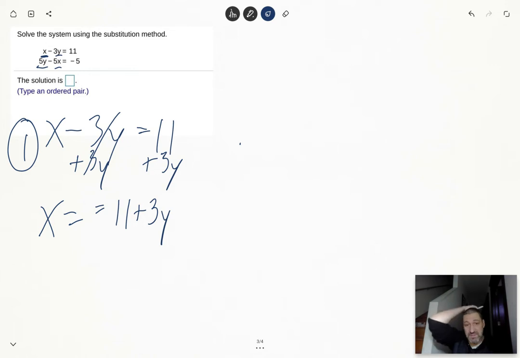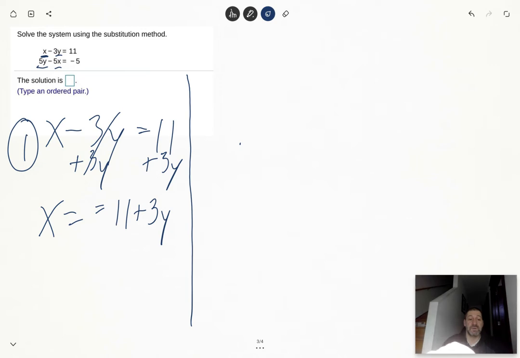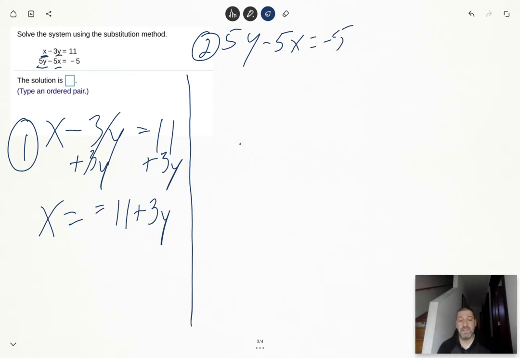Now the second step is going to be to plug that variable into the other equation. The other equation is 5y minus 5x equals negative 5. And we can't solve that yet because we have two variables. But we now know that x is the same as 11 plus 3y. So we're going to rewrite this and substitute 11 plus 3y for x.